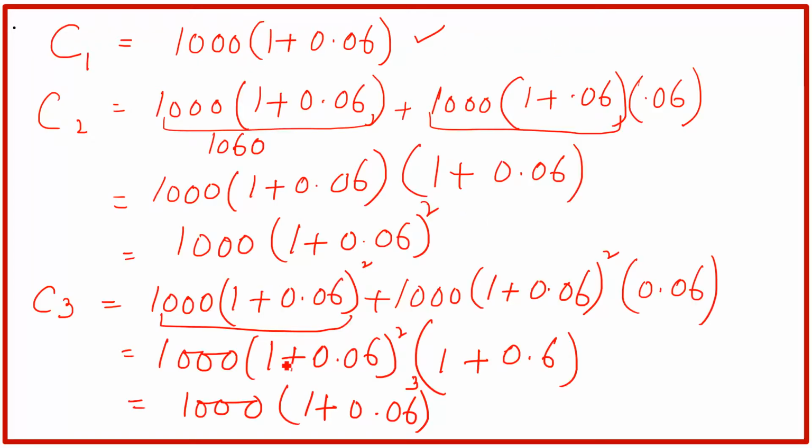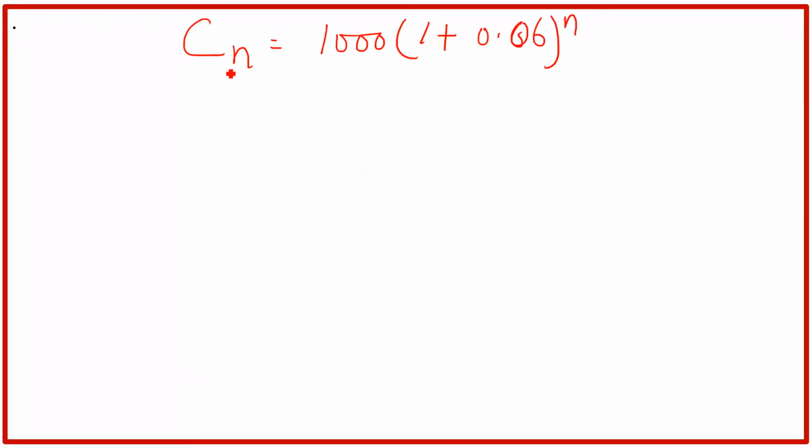If we have n periods, so see, same thing you have to do. For C3, for the third period, it is 1000 because we have invested 1000, and this is the interest rate cube. So Cn is equal to 1000 into (1 plus 0.06) raised to power n if we have n number of periods. Now we have to derive the formula for the compound interest.